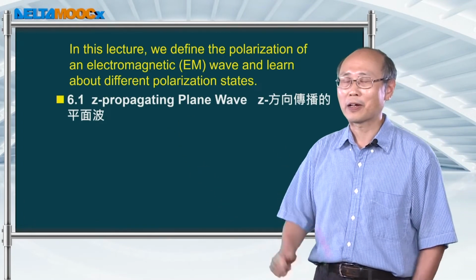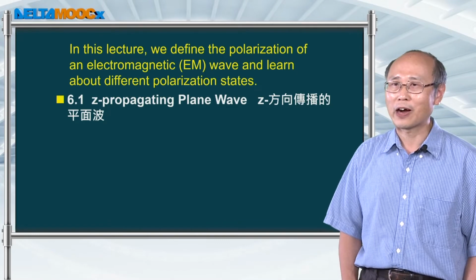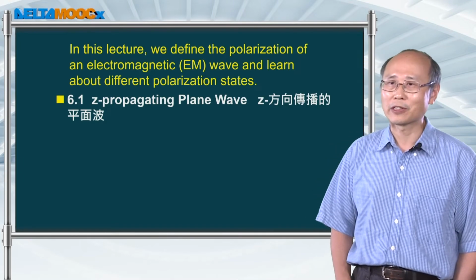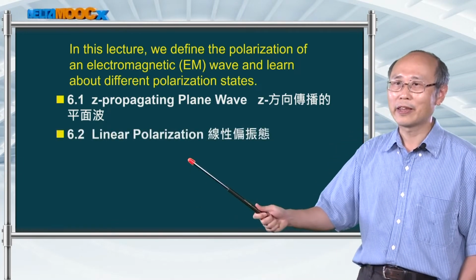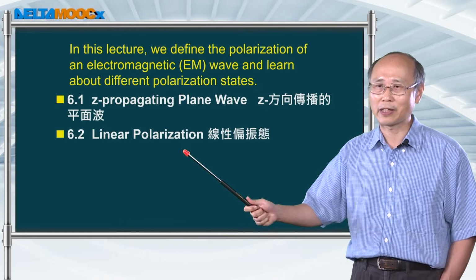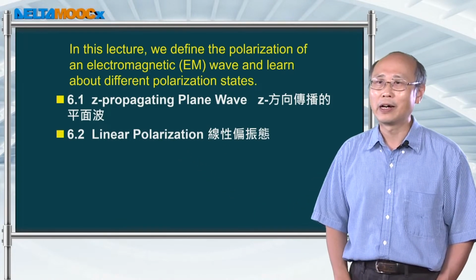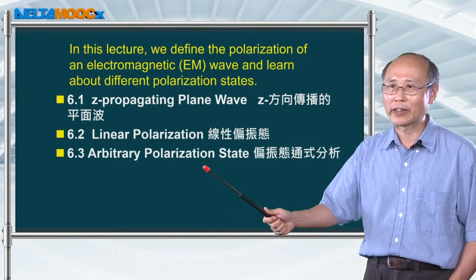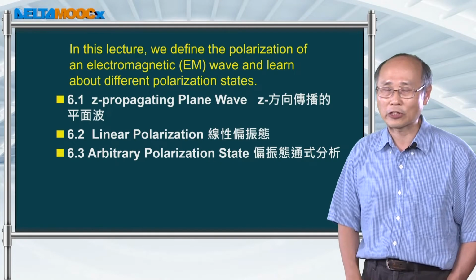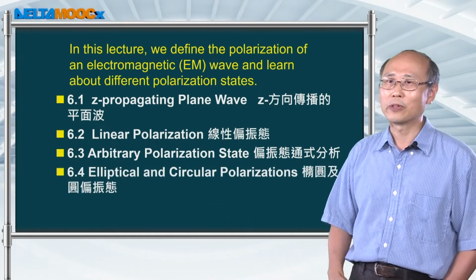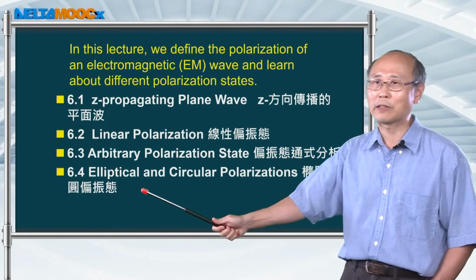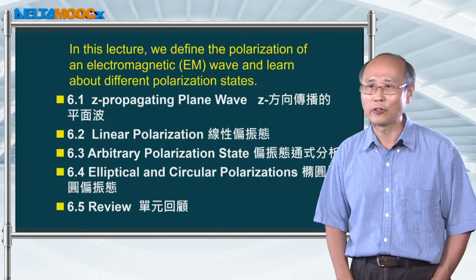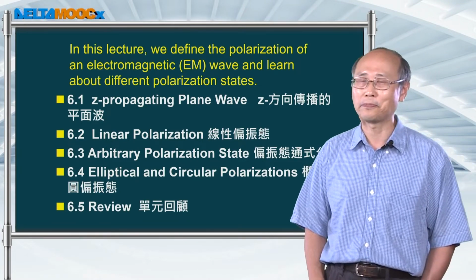To begin the discussion, I want to define a z-propagating plane wave so that we can simplify the discussion for polarization. Then I'm going to show you a simple polarization state, which is linear polarization. After talking about the linear polarization, we'll do some general analysis for a polarization state. And then finally, we're going to conclude this lecture with elliptical and circular polarizations. And as usual, we're going to have some review before we close this lecture.